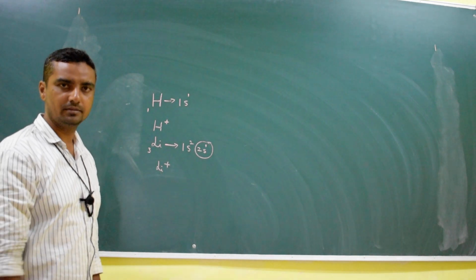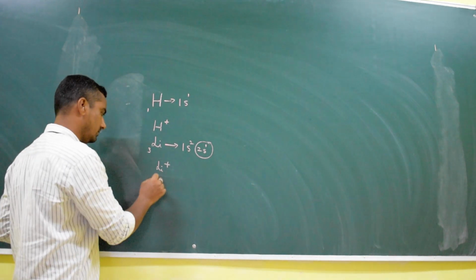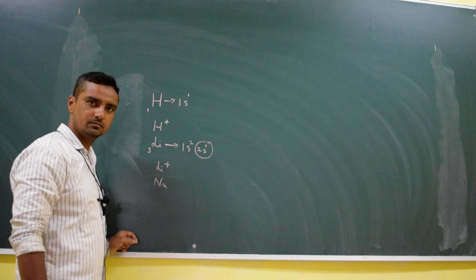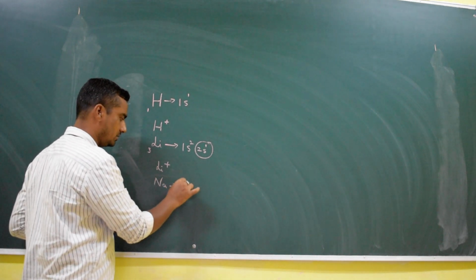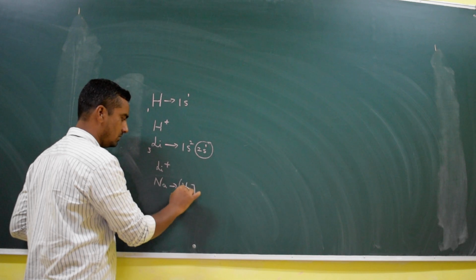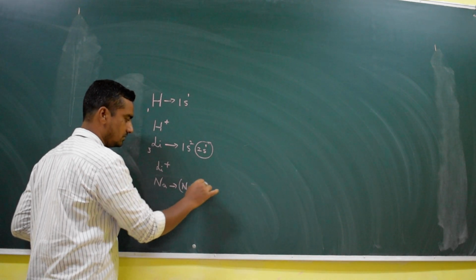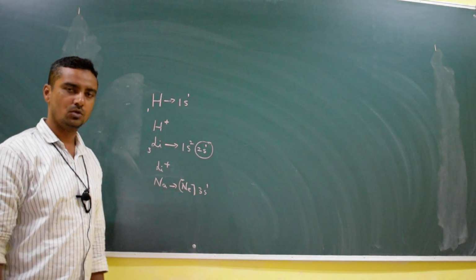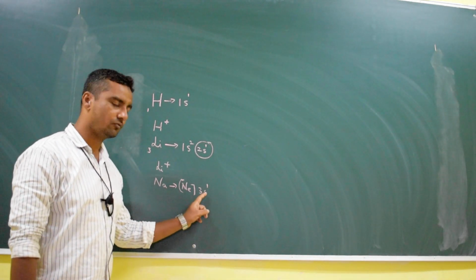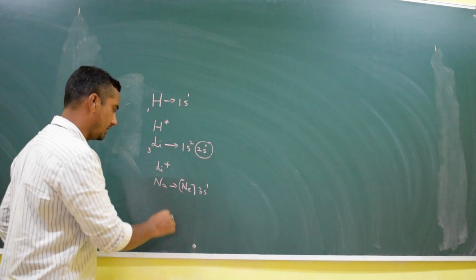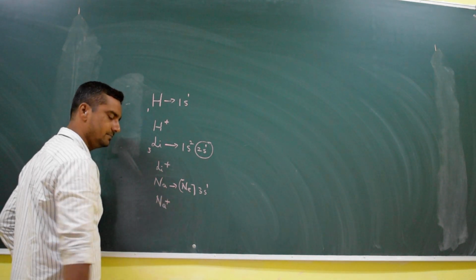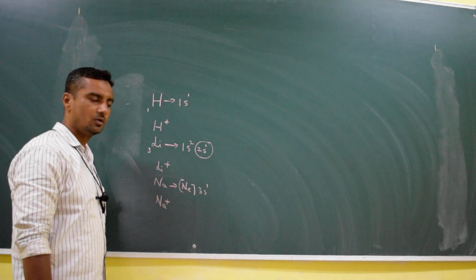I'll give one more example. Right, the sodium. The electronic configuration is neon and 3s1. Right, so you can write the electron configuration like this also. So there is a 3s1. We can remove one electron from the 3s. So it will become Na plus. It is also a cation.